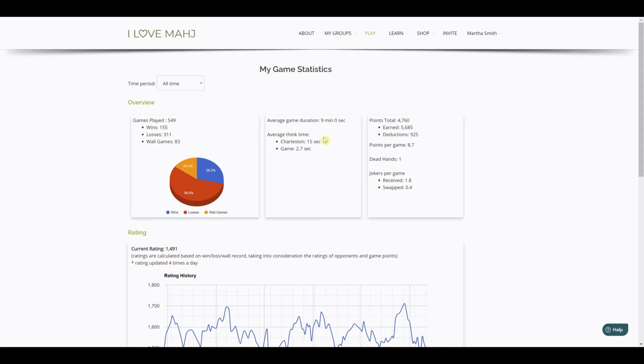The box on the right of the overview section includes the total number of points you've accrued, and below this the breakdown of points earned and deducted during the period. You'll also see the average number of points received per game. Note that on I Love Mahj, we do not place much emphasis on total points accrued, as this is more a reflection of how many games you've played and is not necessarily representative of your skill. We prefer to focus on rating, and we'll give more information regarding this in a moment.